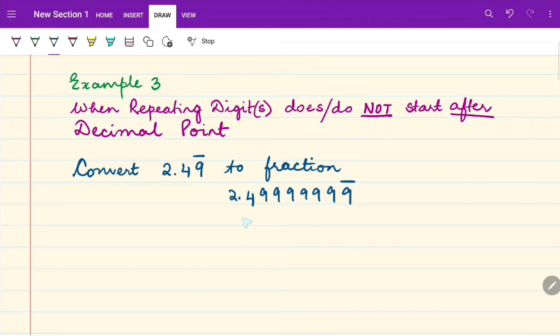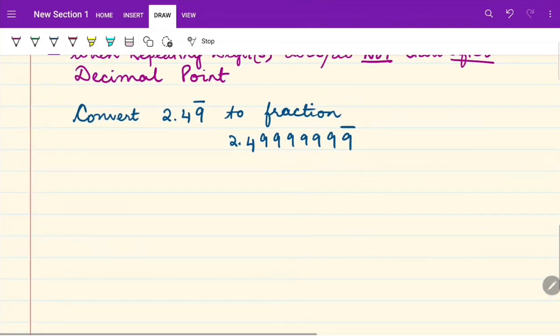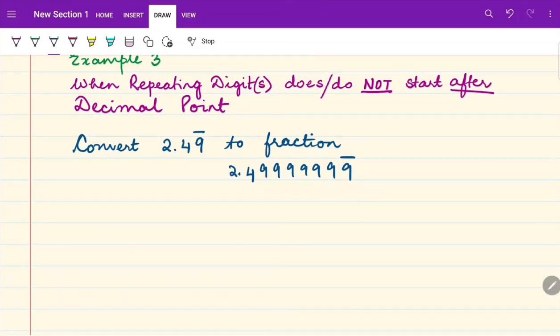All right, so we can write it as 2.499999 and then put the bar at the end, which tells us that 9 keeps repeating interminably. To convert these kinds of values to fractions, we follow the same process, but there's an extra step that we need to perform. We start by setting this up in equation form. I'm going to write it as n equals 2.49 with the bar just over the 9.